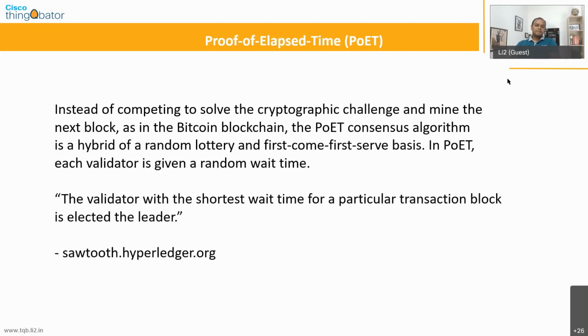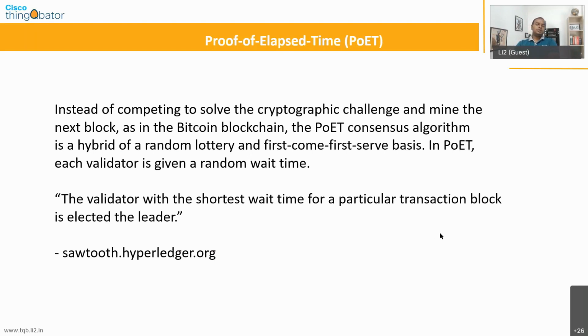Then we have another interesting consensus algorithm which is built at Intel, and it is part of an open source private enterprise blockchain framework called Hyperledger Sawtooth. This is known as PoET. So PoET stands for proof of elapsed time. So this is a very different type of consensus algorithm.